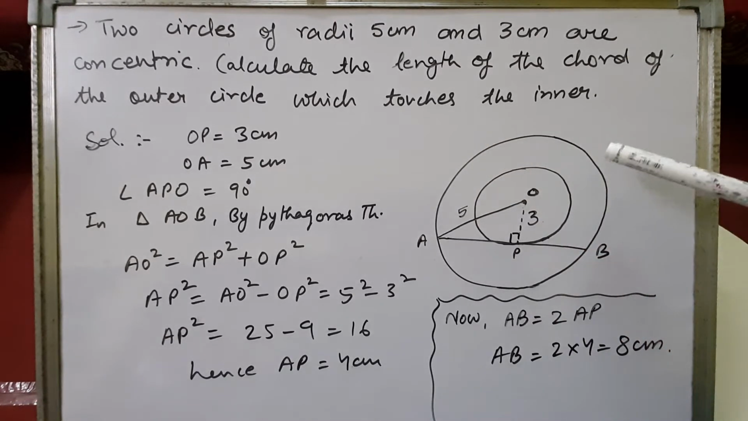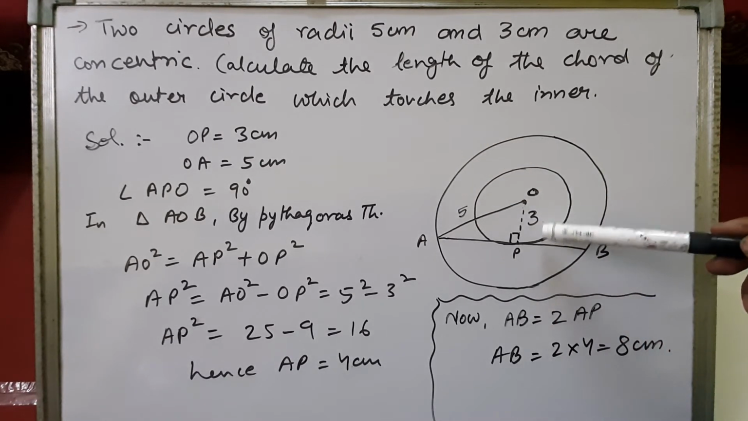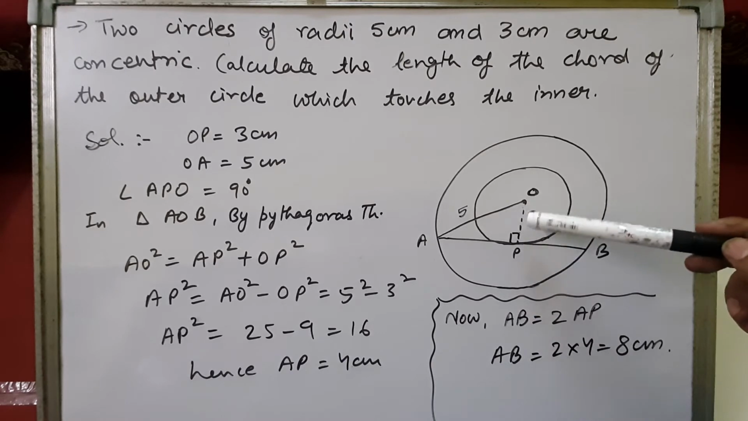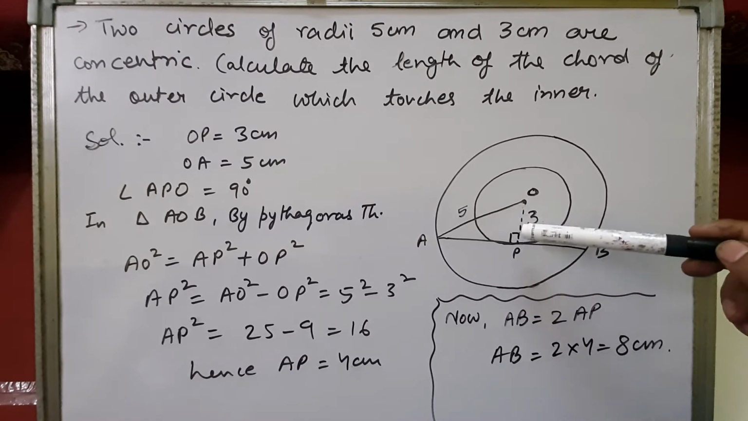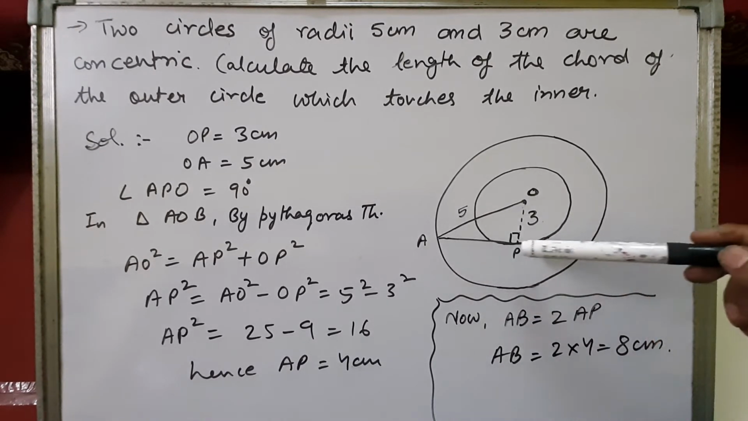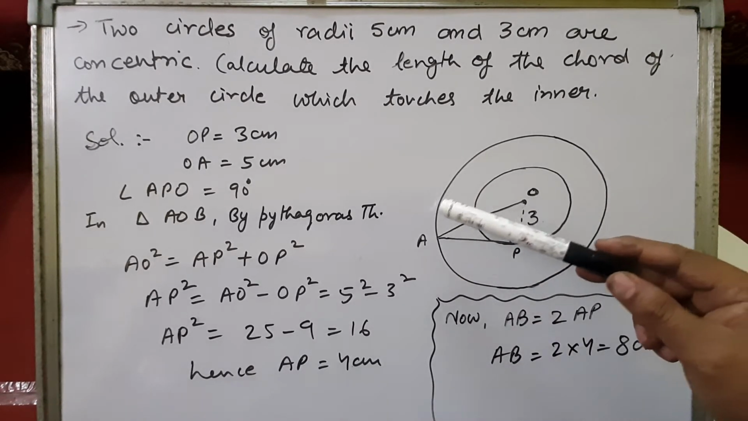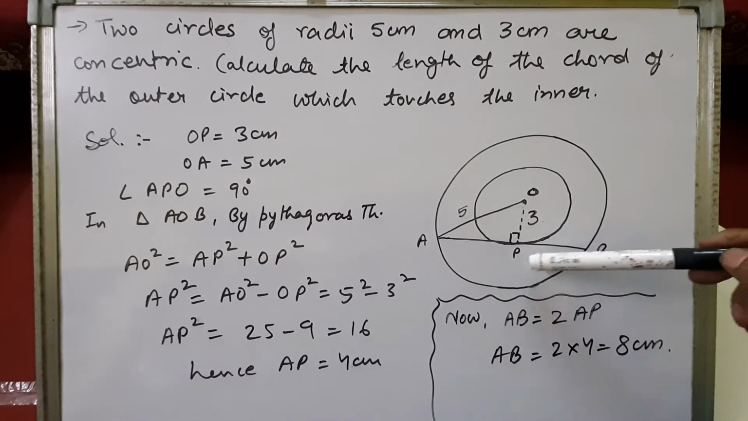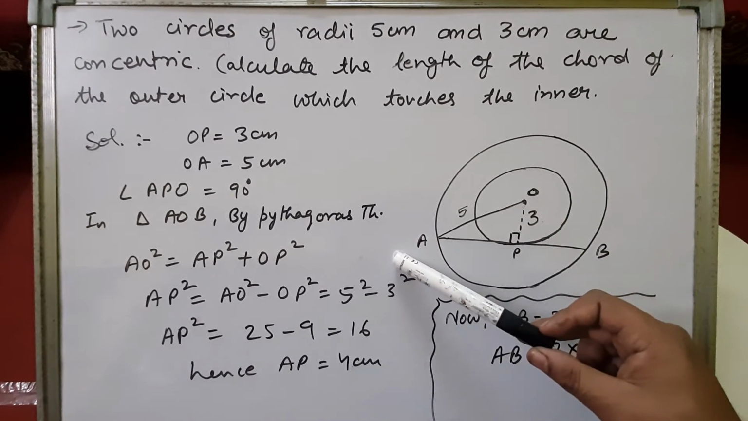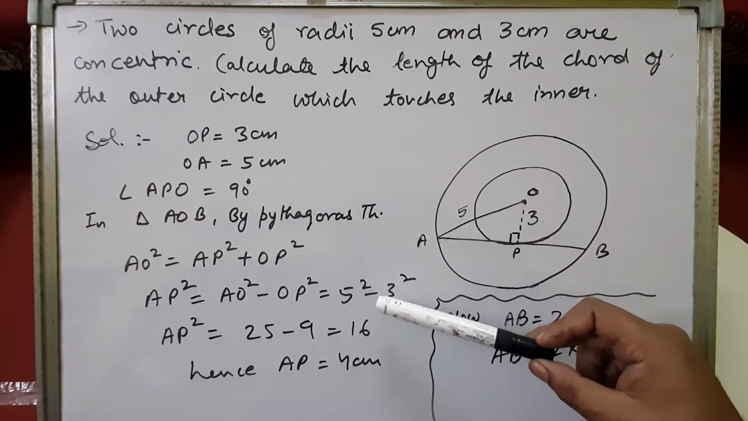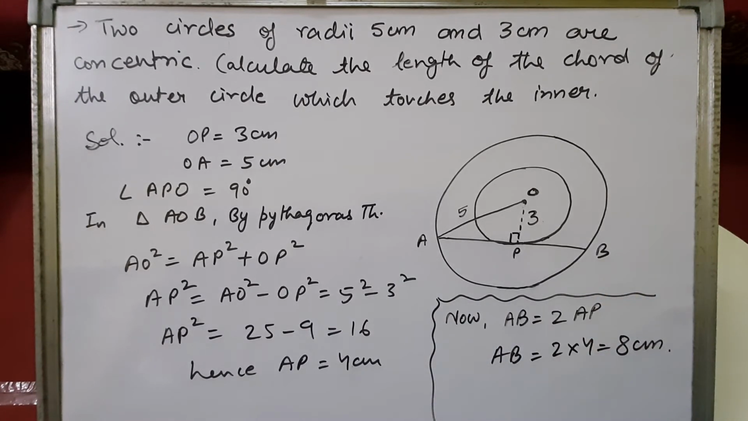We are given the radius of the inner circle, which is 3. So OP is 3. We know that if we join the radius, the angle between the radius and the tangent at the point of contact is 90 degrees, right? And the length of OA is 5 centimeter. So in triangle OAP, by Pythagoras theorem, OA square equals OP square plus AP square. So AP square will be OA square minus OP square. Put the values of OA and OP, and we'll get AP square as 16, so AP will be 4.